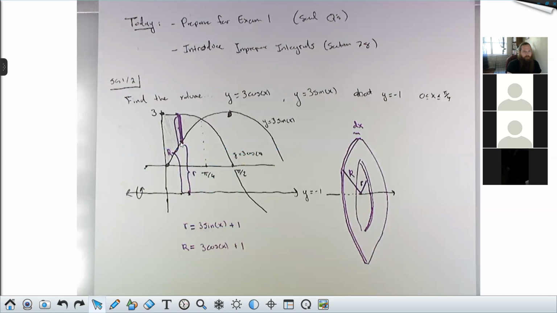So a safe way to think of those is always as distances. Distance from the near end of the strip to the axis of rotation, and distance from the far end of the strip to the axis of rotation.